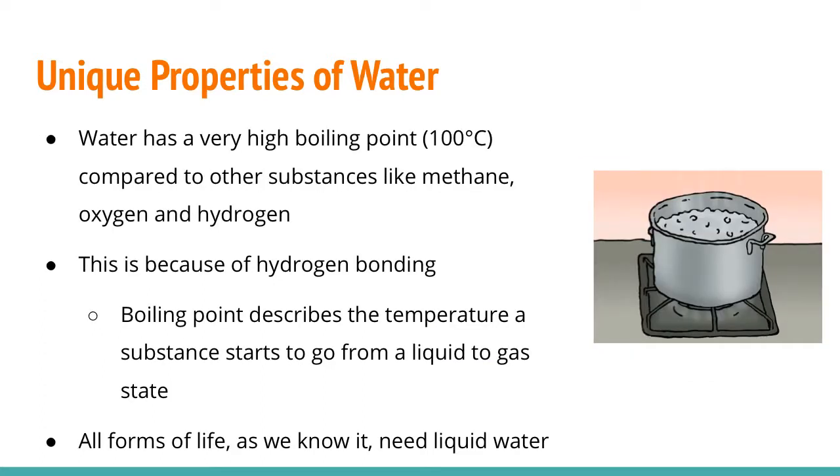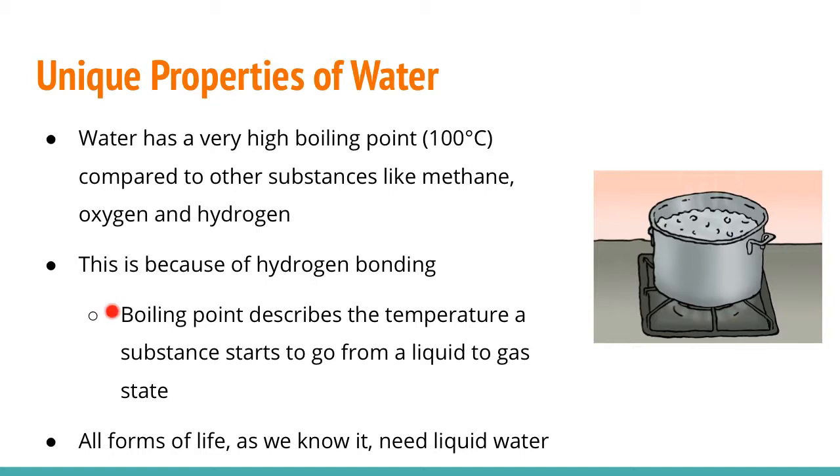The first one we're going to talk about is that water has a very high boiling point, which is 100 degrees Celsius, and we consider it to be high compared to other substances on Earth like methane, oxygen, and hydrogen. Water doesn't have the highest boiling point out of everything, but it's pretty high overall. A lot of other liquids are going to be boiling much before 100 degrees Celsius. Again, this is a result of the hydrogen bonding. Those particles want to stay together because the positive hydrogens are attracted to those negative oxygens.